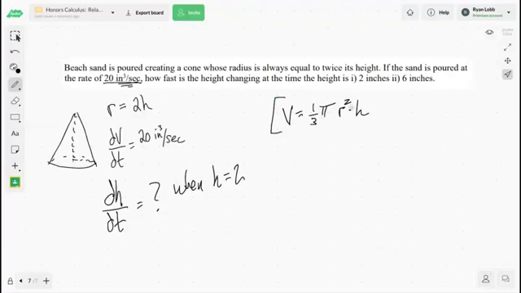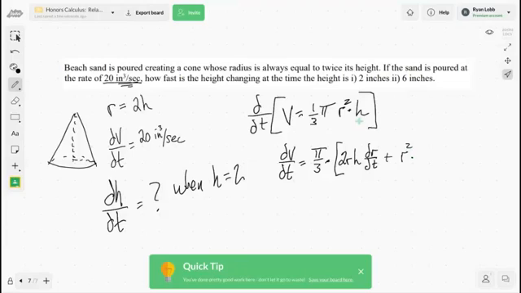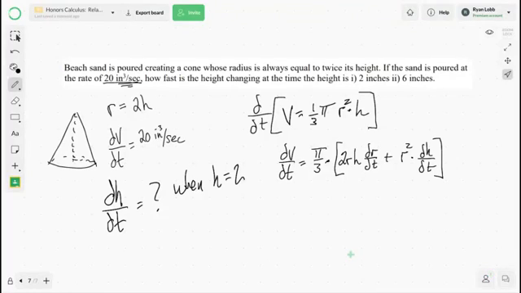Then we're going to differentiate here. The derivative of V with respect to t, dV/dt, equals pi over 3, and then r squared times h. So we're going to have a product rule. Pi over 3 is our constant, times the derivative of r squared with respect to t, which is 2r dr/dt, times h, plus r squared times the derivative of h, which is dh/dt.